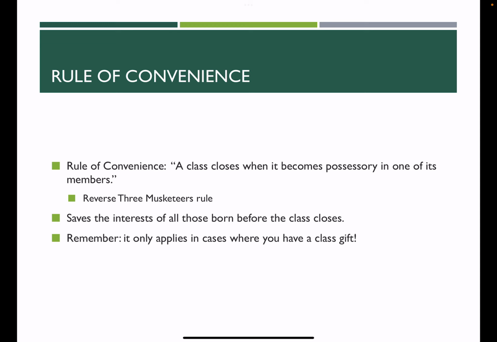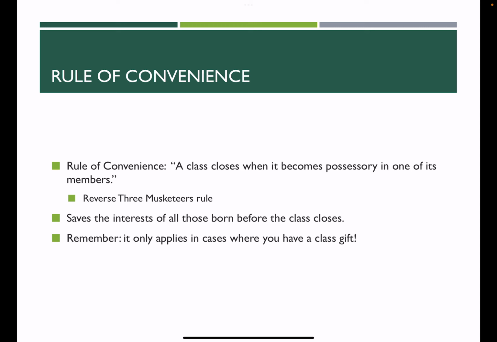Because of the Three Musketeers rules, the invalid interest would cause the valid ones to also be invalid. However, the rule of convenience applies, by saving the interest of some of the class members. So in this example, B and C would be saved since they are currently in existence, while the interest of the unborns would be deemed to be invalid. So I think of them together, and I think of it almost as a compromise.